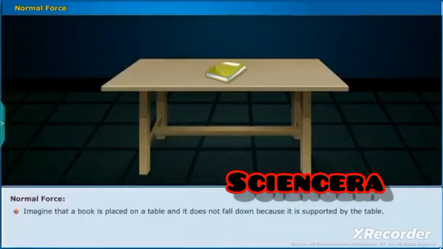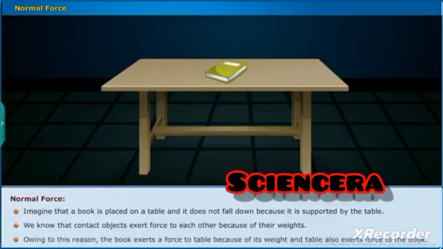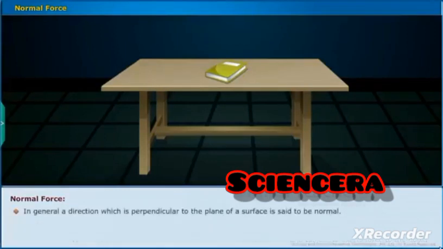Imagine that a book is placed on a table and it does not fall down because it is supported by the table. We know that contact objects exert force on each other because of their weights. Owing to this, the book exerts a force on the table because of its weight, and the table also exerts a force on the book. In general, a direction which is perpendicular to the plane of a surface is said to be normal.